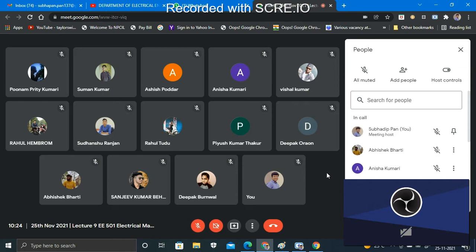So guys, I think you can get the total idea of the elements of a circuit.